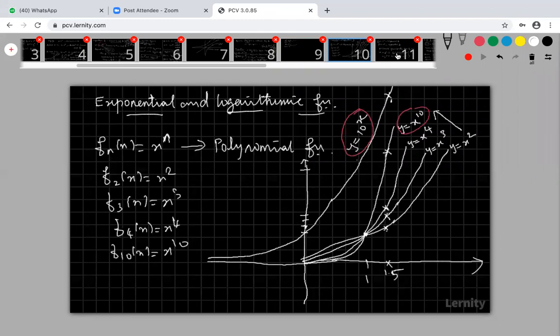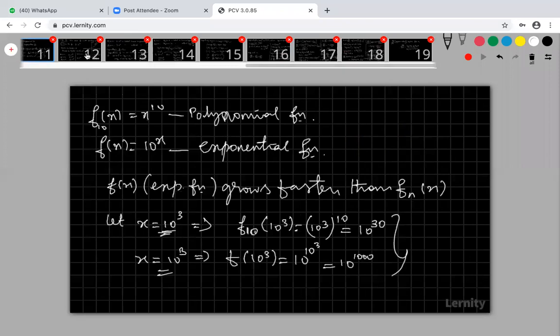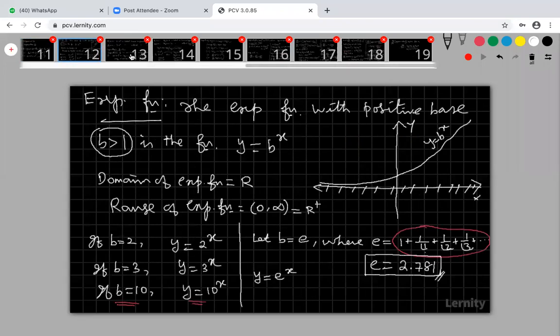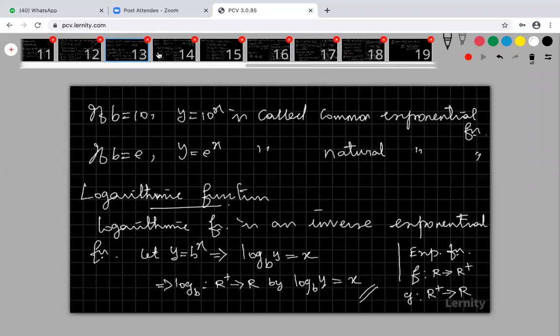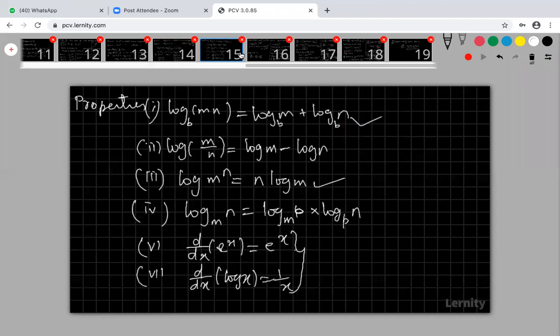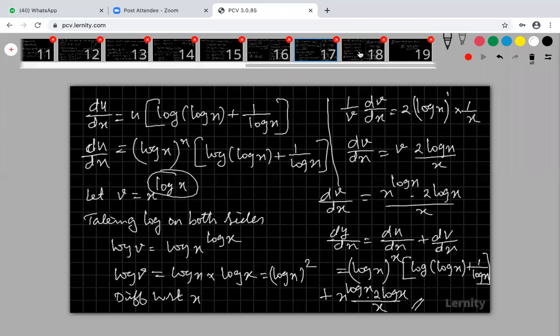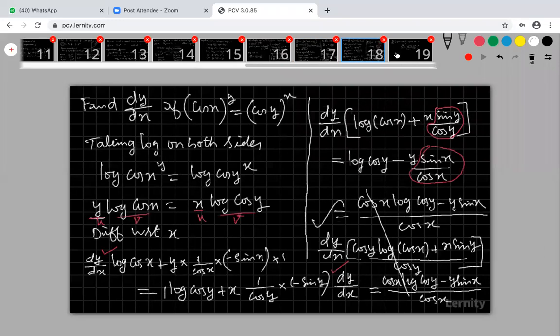Yeah, this is our first slide. This is our second slide. Third one. Fourth one. Fifth one. Sixth one. Seventh one. Eighth one. Ninth one. If you want the eighth one, please take it. This is the ninth one. This is the last one.